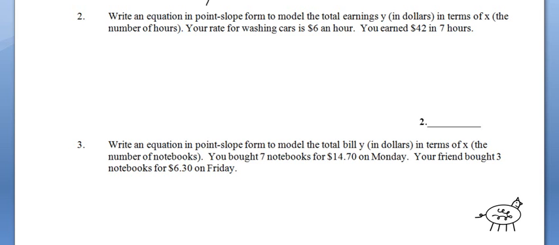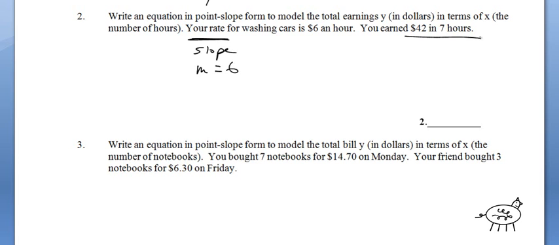Okay, number 2. Write an equation in point slope form to model the total earnings y in dollars in terms of x, the number of hours. So I actually tell you which one x is and which one y is. That's kind of nice. Your rate is always going to be a slope. That's what a slope is. Your rate for washing cars is $6 per hour. So here m is equal to 6. And you earned $42 in 7 hours.